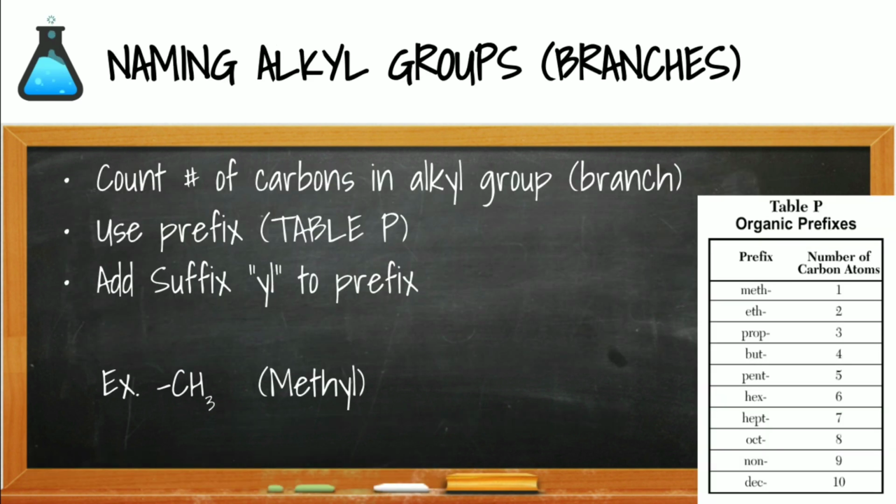Once you find a branch, you'll want to count the carbons in that branch and use the prefix from table P to indicate the number of carbons in the branch, and the suffix YL will indicate that it is a branch. One of the common branches we'll have is just a one carbon branch, and so that suffix YL will be added to the prefix meth to give us methyl.